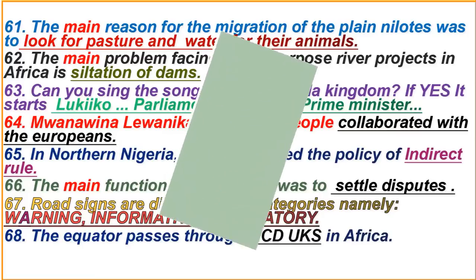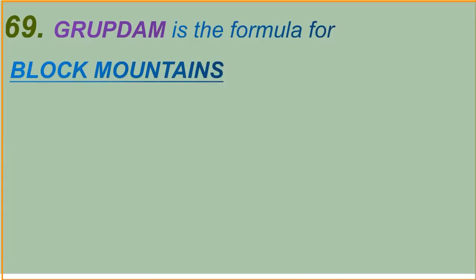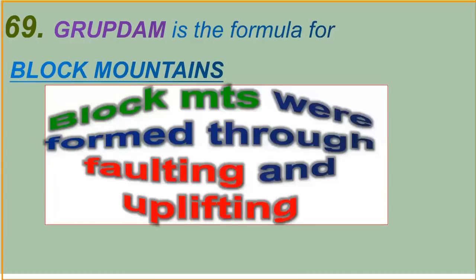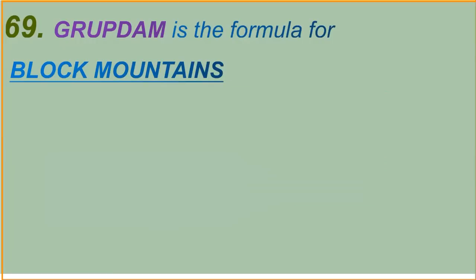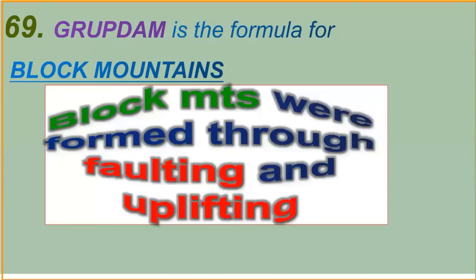Number 69. GRUPDAM is the formula for this: Great Karas, Ruwenzori, Usambara, Pare, Danakil Alps, Aberdare, and Mau. These are block mountains. Remember, block mountains were formed as a result of faulting and uplifting.